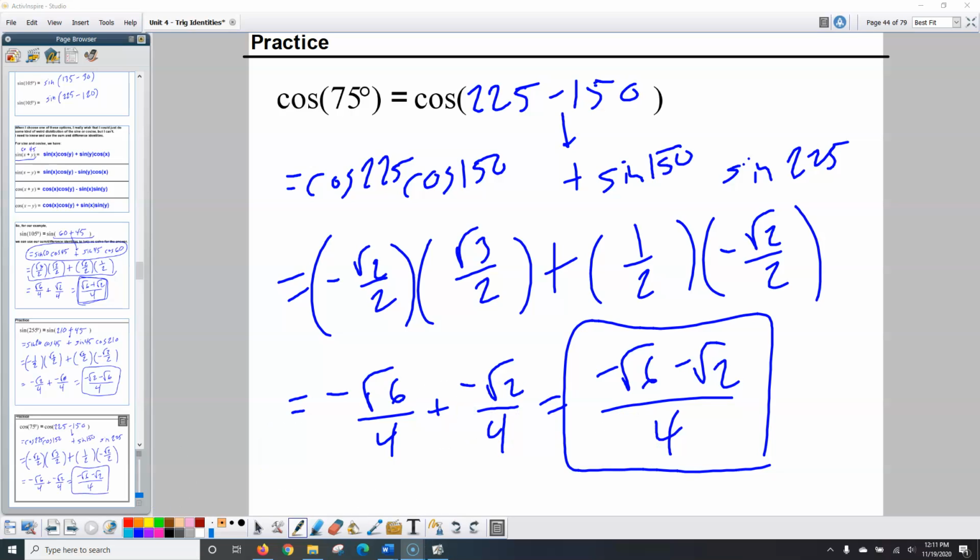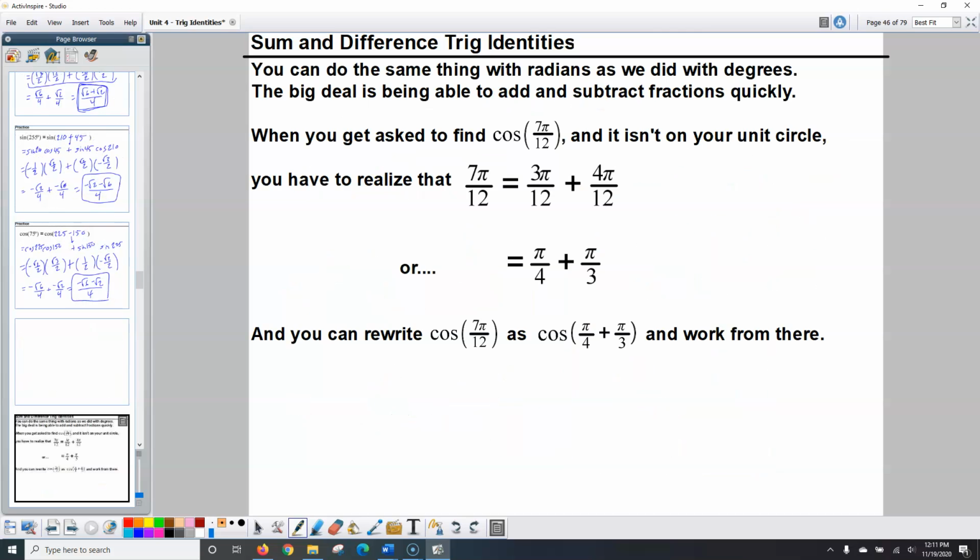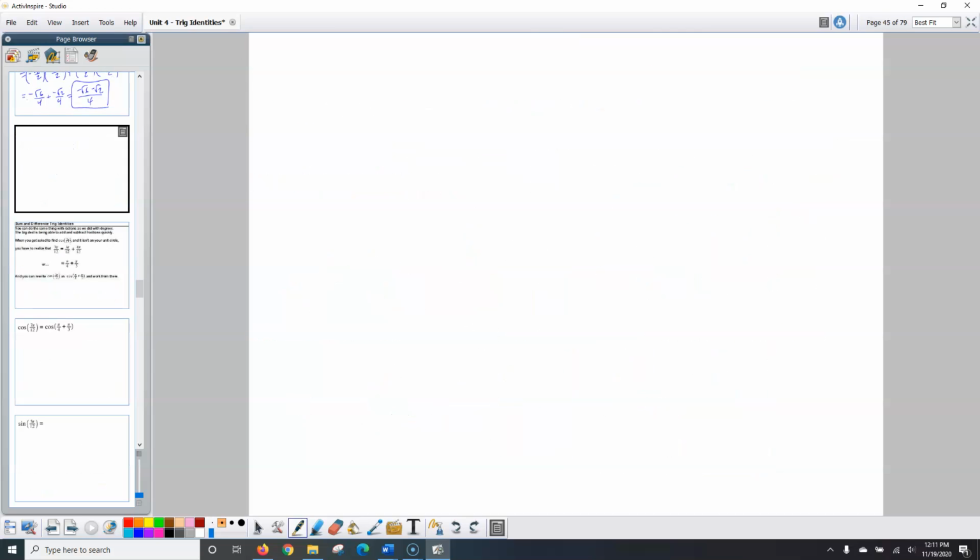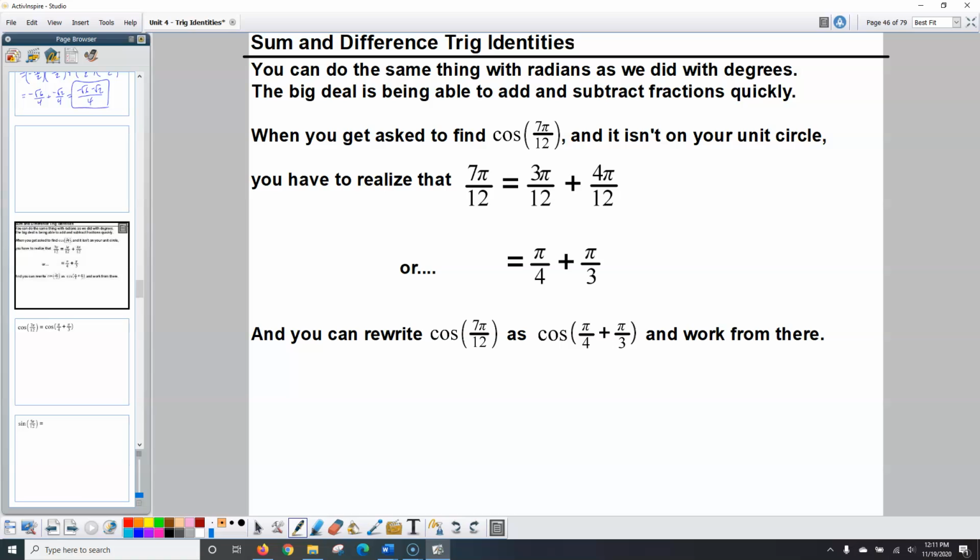Let's crank it up a notch. Let's deal with some radians here. Same thing, dealing with radians now. And the weird thing about radians is that, I don't want to say all the time, but in what I'm going to at least show you right now in the video, the denominator is going to have 12 in it as opposed to other things, and you're going to have to find a common denominator.